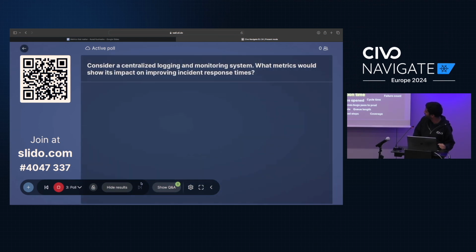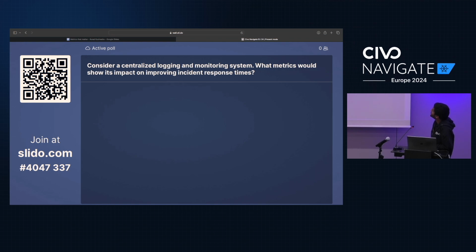Reusability. Okay, moving on. Consider a centralized logging and monitoring system. For this, what metrics would show its impact on improving incident response times? Last poll was really nice, so let's do the same with this one.